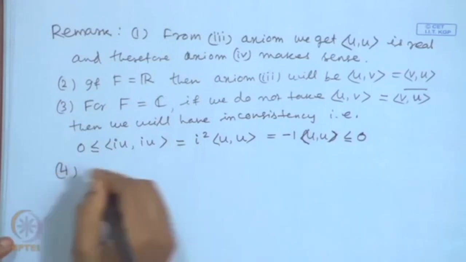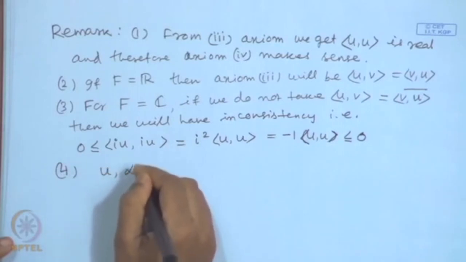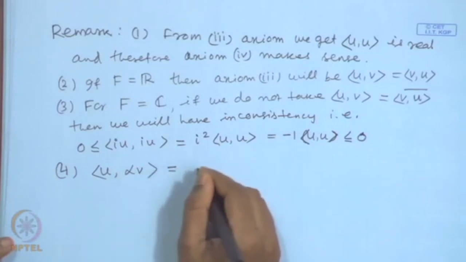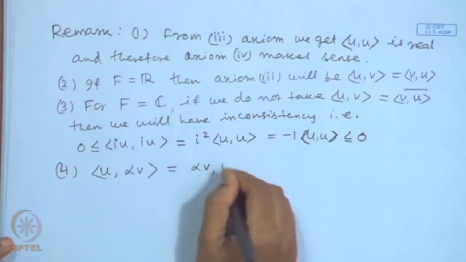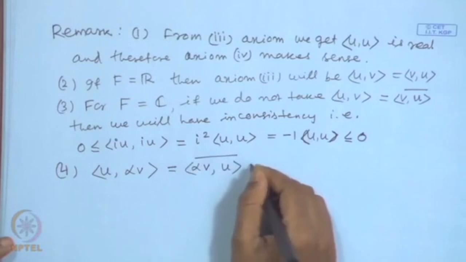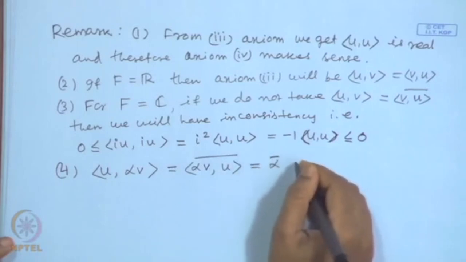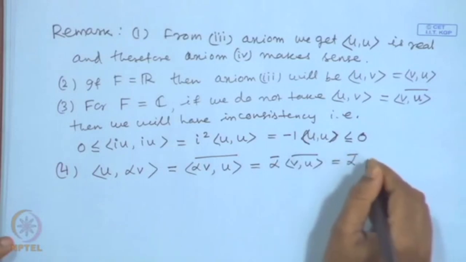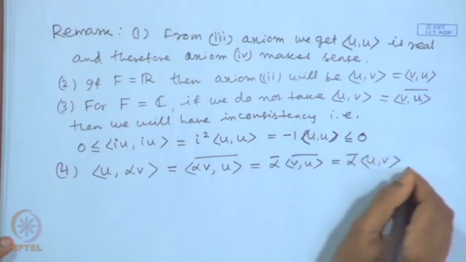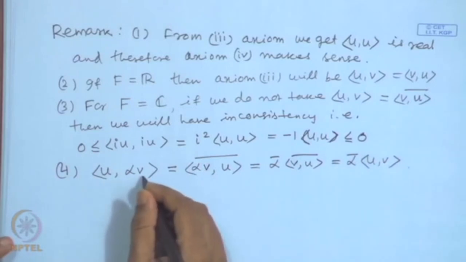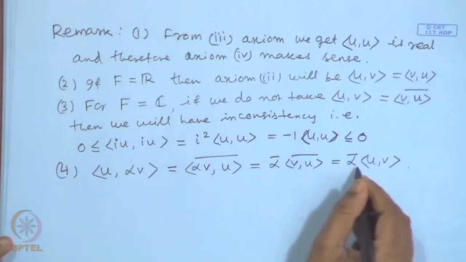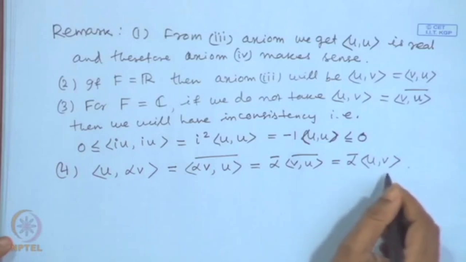Fourth remark is that for the inner product of u with alpha v, where the scalar is multiplied with the second component, we get from axiom 3 the conjugate of the inner product of alpha v, u, and this is equal to alpha bar times the conjugate of the inner product of v, u, so alpha bar times the inner product of u, v. That means if we multiply a scalar with the second component, then when it comes out, we get its complex conjugate.